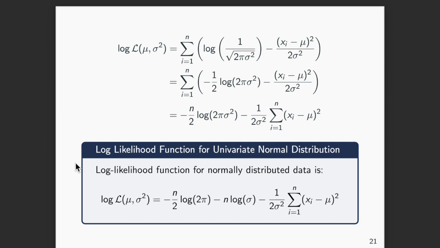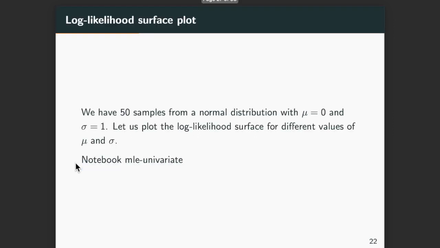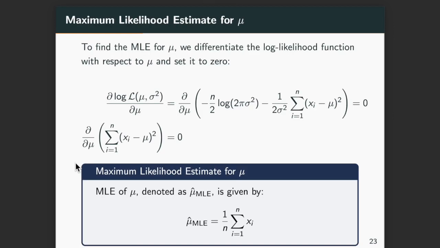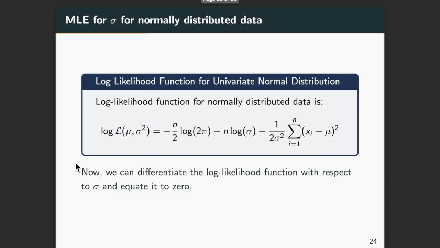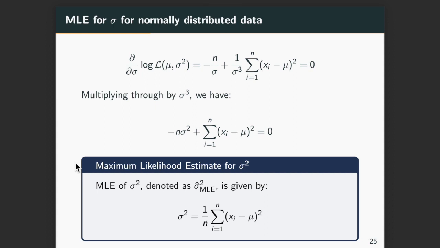And we wrote that this is the log likelihood function for normally distributed data. It has one term which is a constant, two terms containing sigma, and only one term containing mu. And through this, we are able to obtain mu MLE to be the average of the data, and sigma square MLE to be the variance of the data. But importantly, we said that this variance is biased.